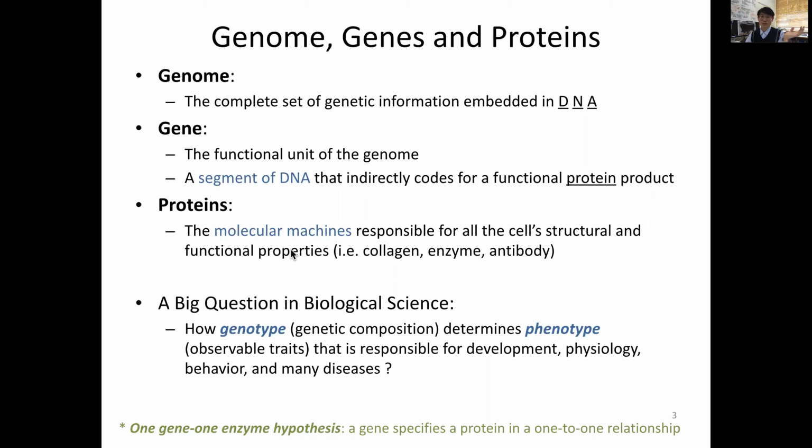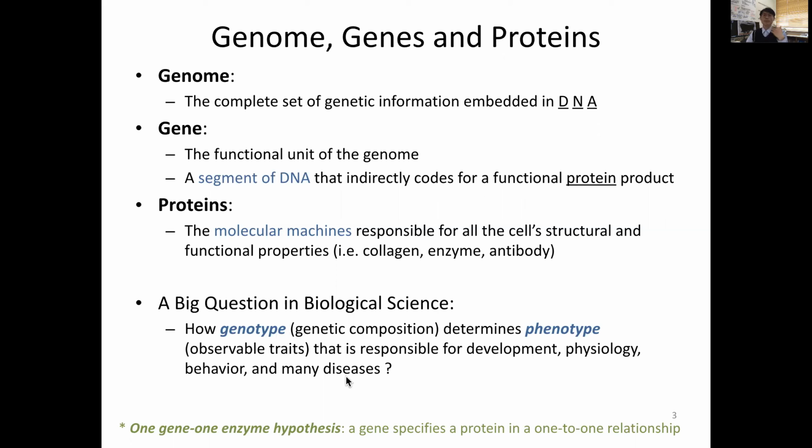For example, a structural protein such as collagen is the most abundant protein in our body, enzymes are proteins, and antibodies, which are important for immune function, are also proteins. So in biology and biomedical science, the biggest question, from a genetic point of view, is how genotype, or genetic composition, determines our phenotype, which is observable traits such as eye color, like blue eye color. That's responsible for development, physiology, behavior, and many diseases.